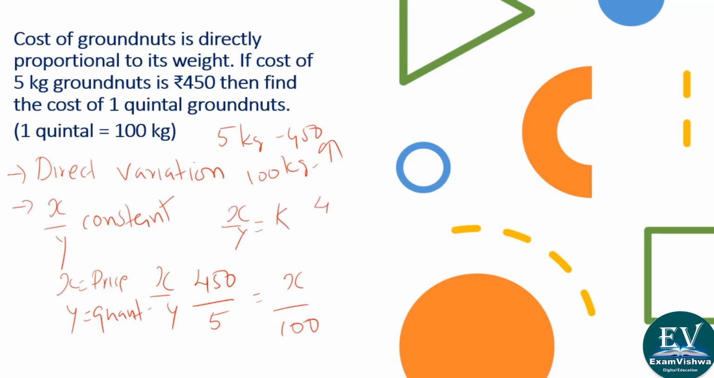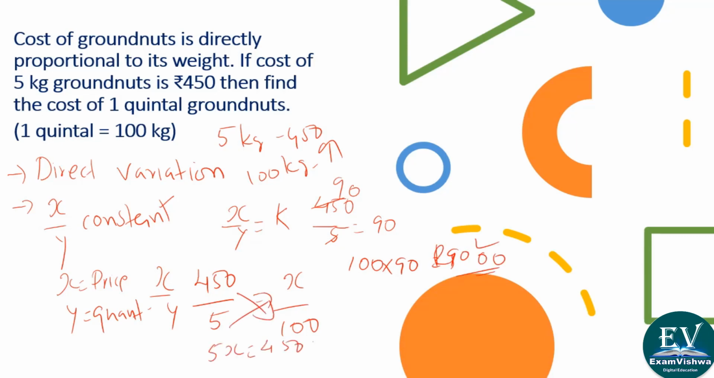What is that? 450 upon 5 is equal to the constant. How much is it? 90. 5 nines are 45, so 450 by 5 is 90. So you can directly apply 100 into 90. You will get 9000 rupees. This much of rupees. Or you can cross multiply here: 5x is equal to 450 into 100, that is 45000, and x is equal to 45000 upon 5, which is equal to 9000 rupees. This much you will pay. I did it roughly because this is a very simple sum.